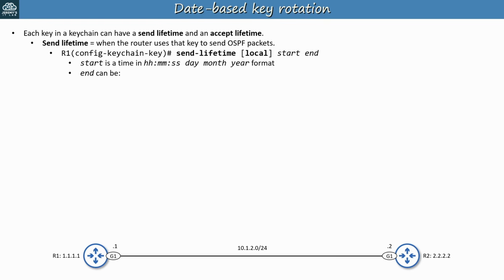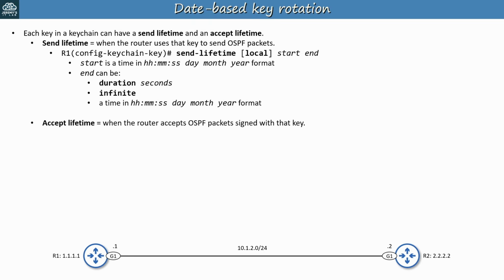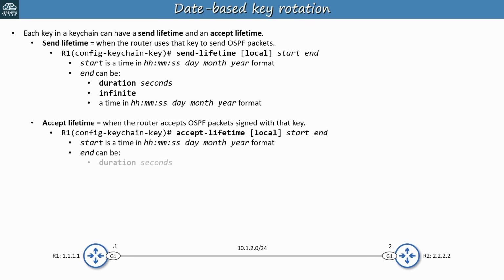For end, you have a few options. You can specify a duration in seconds, or infinite if you want it to be valid forever, or a time in the same format as the start time. I'll show an example in the next slide. The accept lifetime is the period the router accepts OSPF packets signed with that key. The syntax is basically the same as the send lifetime, but the command begins with accept-lifetime instead.